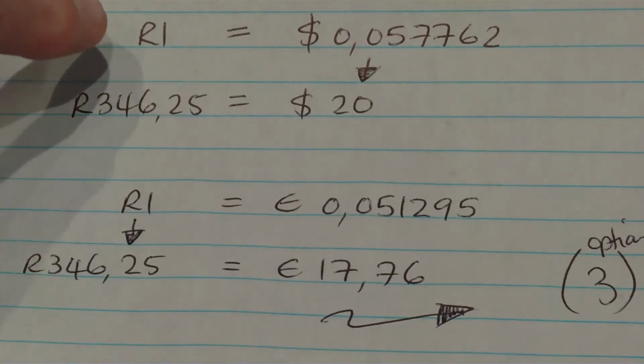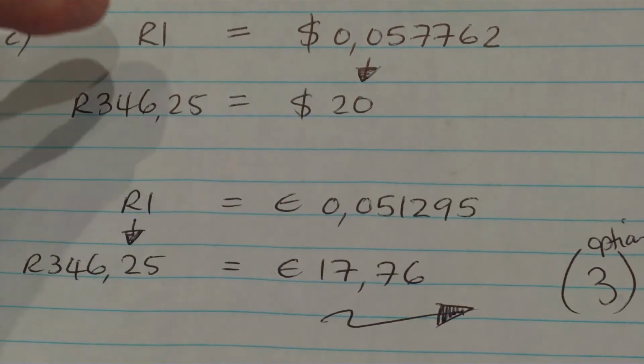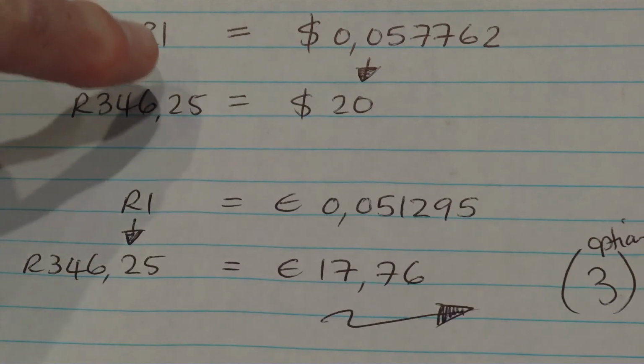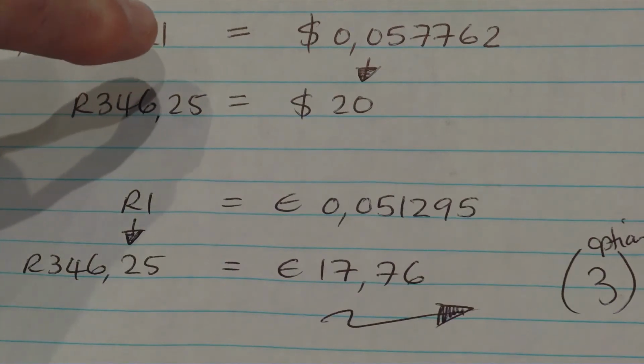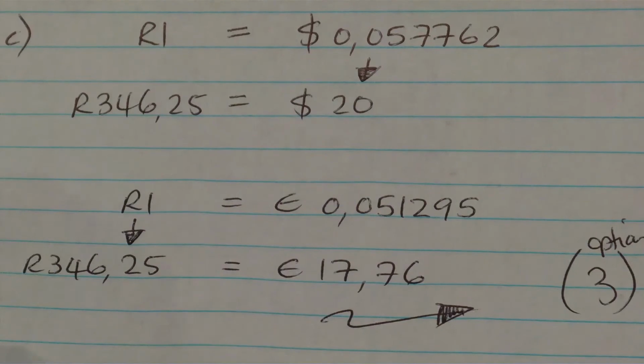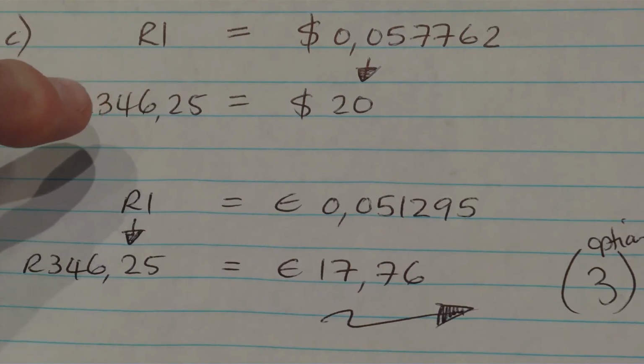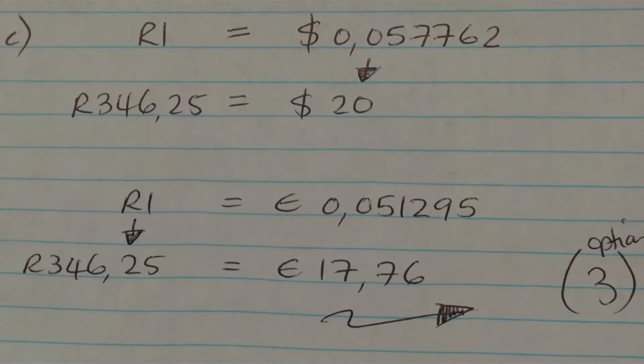You see the trick? Divide it by itself and then times it by the other one. So you do the exact same thing to the rand on the other side. First you divide that 1 rand here by 0.057762, and then times it by 20, and you'll get that many rands, 346.25. So that's how many rands $20 are. Now that I have that, I've just got to convert those rands into euros, and then I've solved the question.